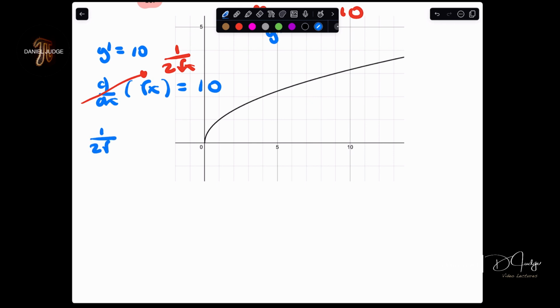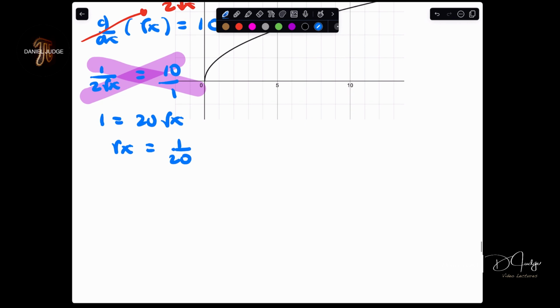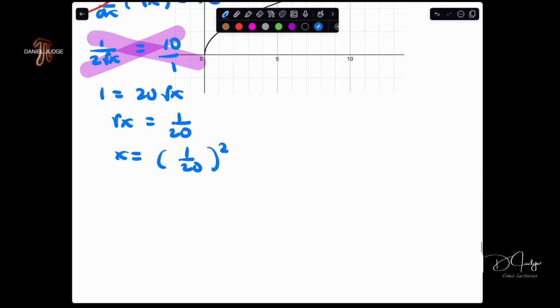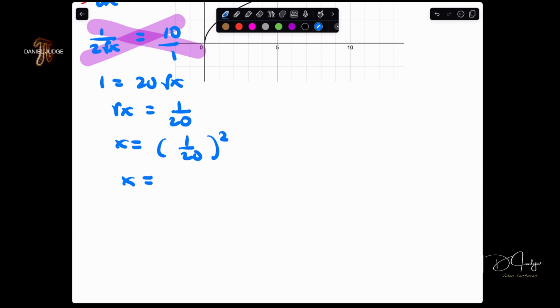So, like I told you guys, memorize this derivative. Shows up a lot. And then I get a proportion. So I'm going to cross multiply. Got to solve for x. So we get, ladies and gentlemen, on the left, 1 equals 2 square root of x times 10, 20 square root of x. Square root of x is 1 over 20. So that means x will be 1 over 20 to the second power here. Okay? That's the x coordinate.